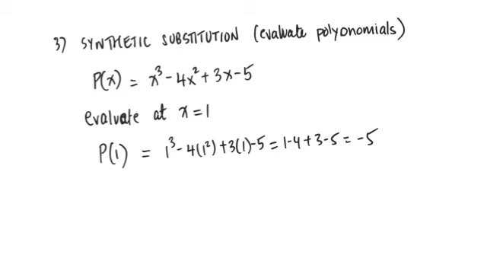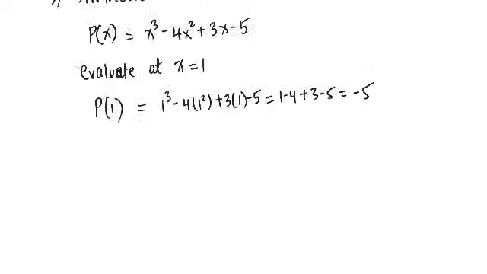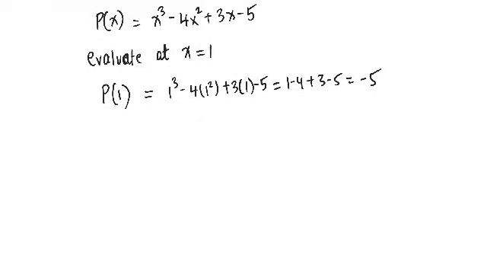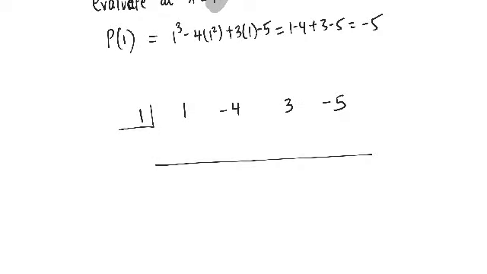So what we do is, if we're trying to evaluate this polynomial at x is equal to 1, we can take the polynomial, write it out as a synthetic division, 1, negative 4, 3, negative 5, and use this number 1 that we are trying to evaluate it at as our number in that backwards L box. That's the number we're going to use in the process, and we just do the synthetic division.